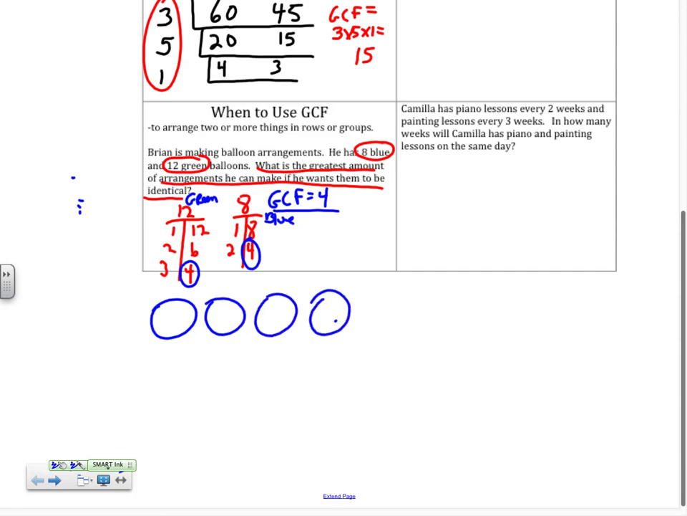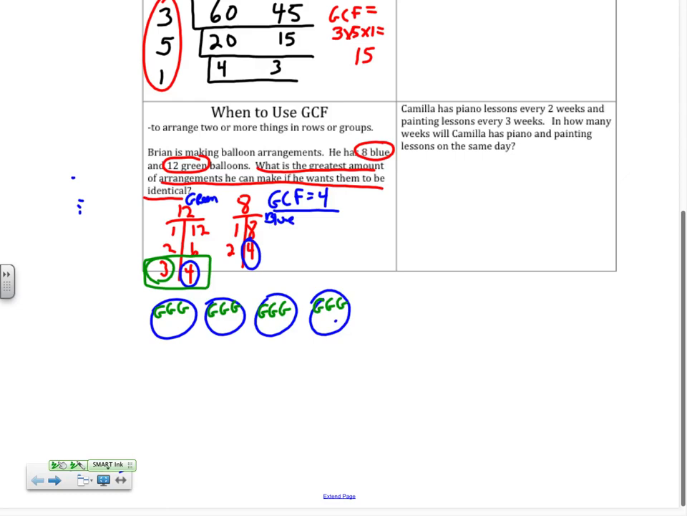Okay, let's look and see what he would have in each group. If this was the GCF, this means 4 groups with 3 balloons in each group. So he'd have a green, a green, a green. There's 3 in that group. A green, a green, a green. 3 in the second group. 3 in the third group, and 3 in the fourth group. And that takes care of the 12 green balloons.